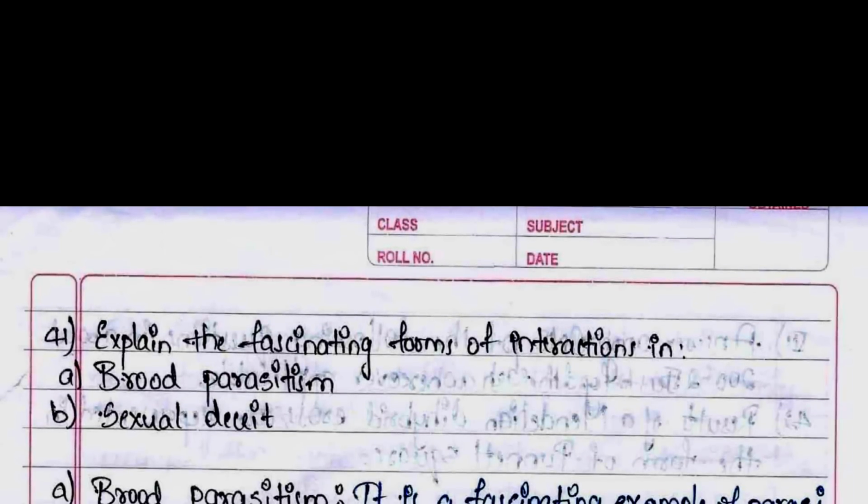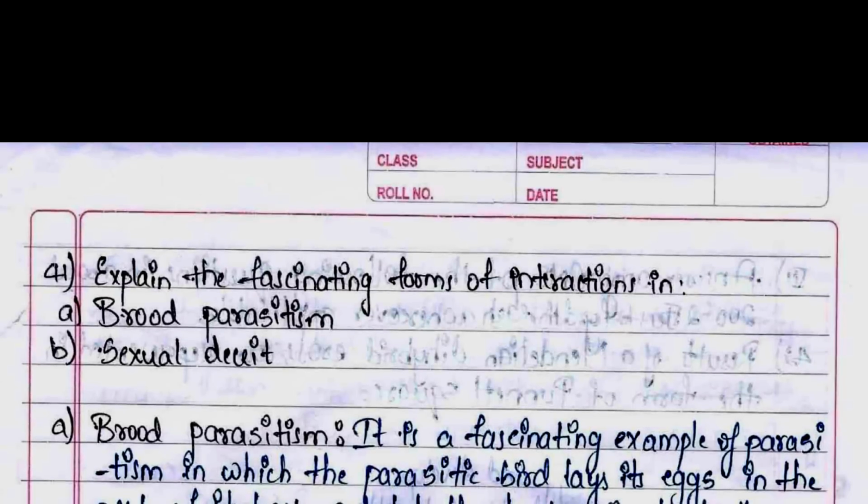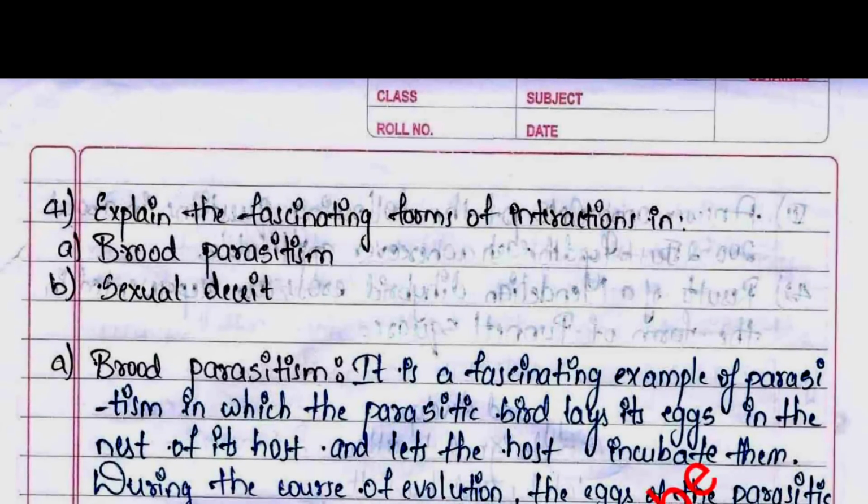41. Explain the fascinating forms of interactions in A. Brood parasitism, B. Sexual deceit, and the answers are below.